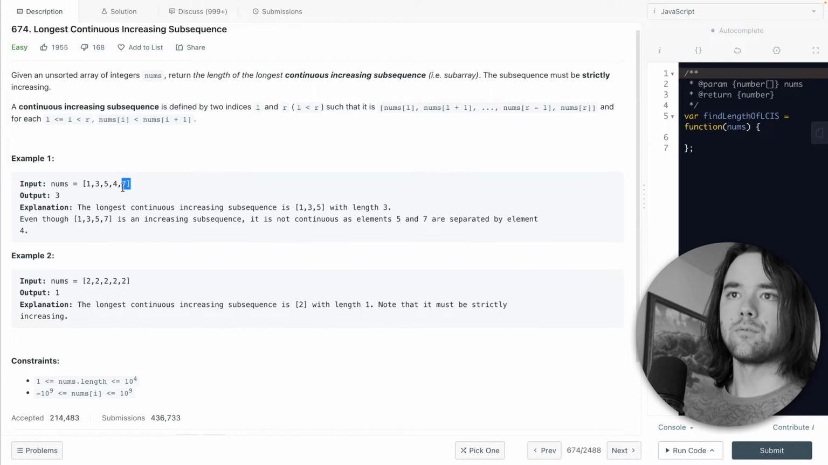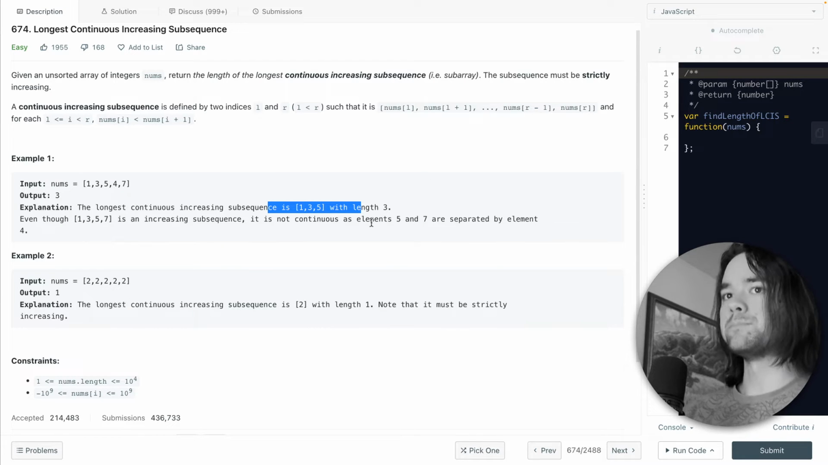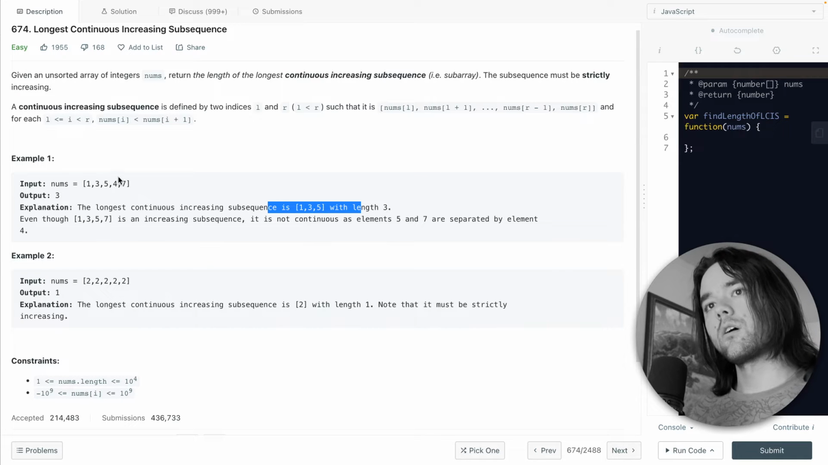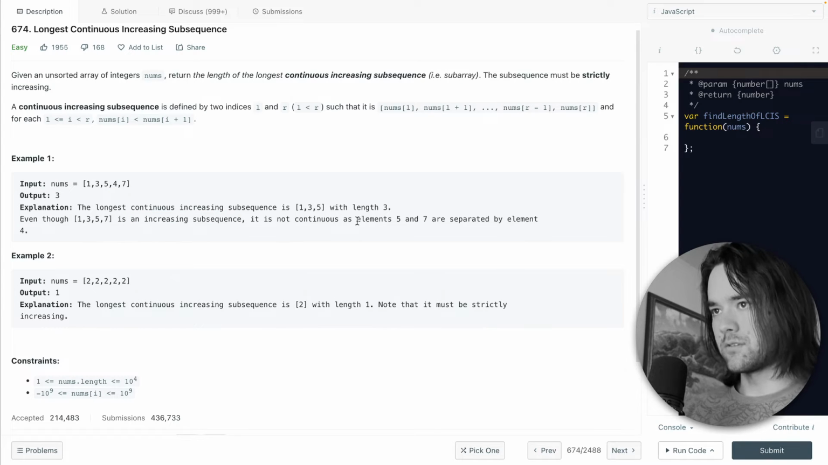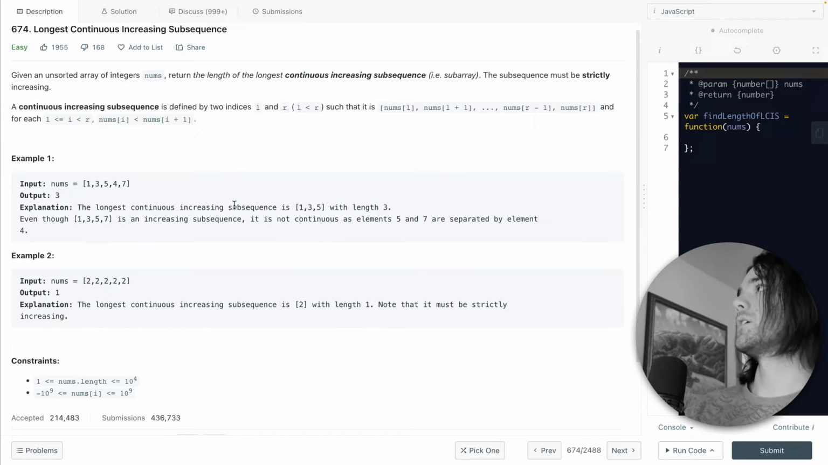So 1, 3, 5, 4, 7. The strictly increasing run is 1, 3, 5, and that subsequence's length is 3. 1, 3, 5, 7 is an increasing subsequence, but it is not continuous. Its elements 5 and 7 are separated by element 4. So they have to be consecutive elements. That's where the continuous is coming from.